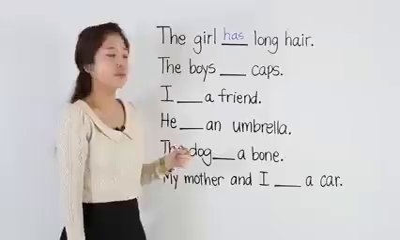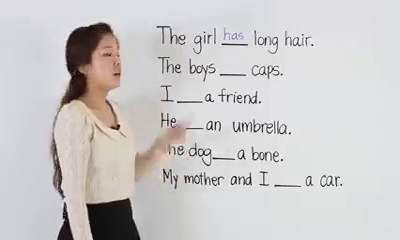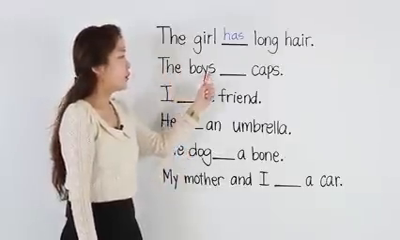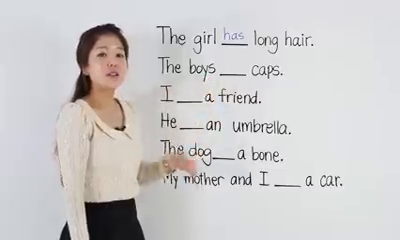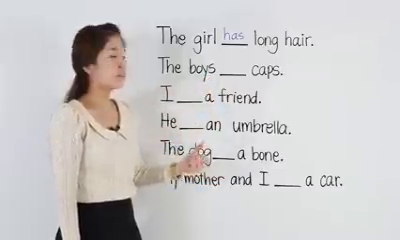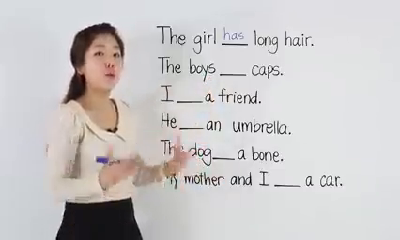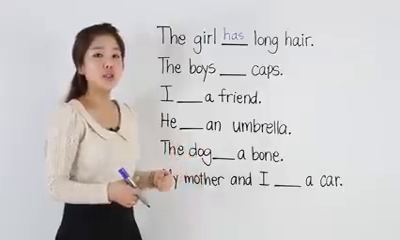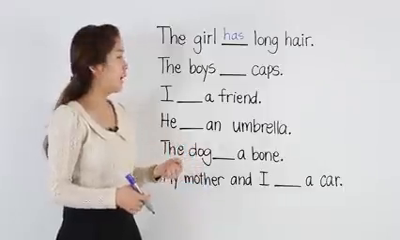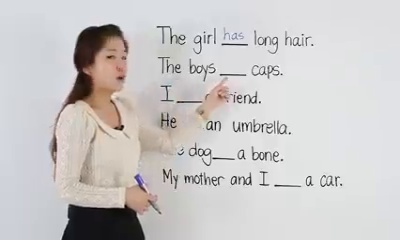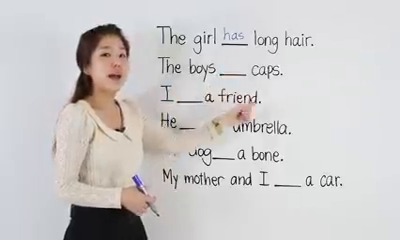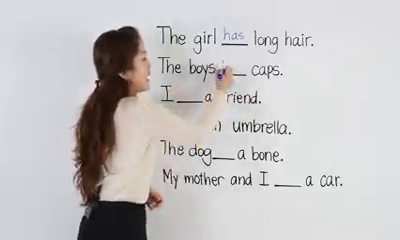It's the same. Okay, the next one, the boys. Now, there's a S here. That means there's more than one boy. When we have more than one thing, what do we use? They. Okay, they, do we say have or has? We have to say have.